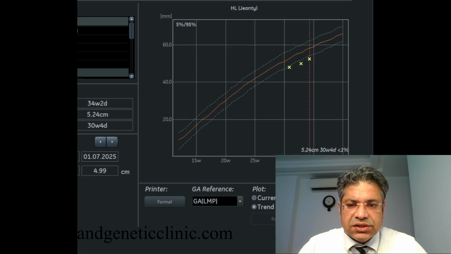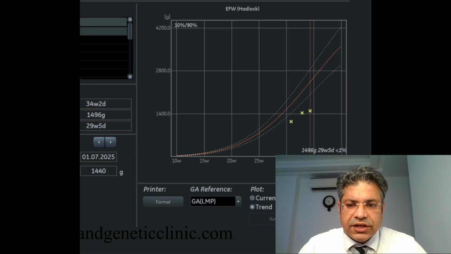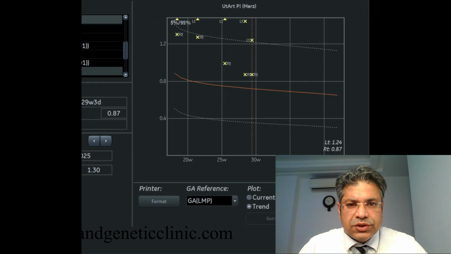And this is the femur and the humerus, and this is the fetal weight expected. So we are seeing this growth stagnation. So we eventually had to deliver the baby at 1.4 kgs. This is the second case.